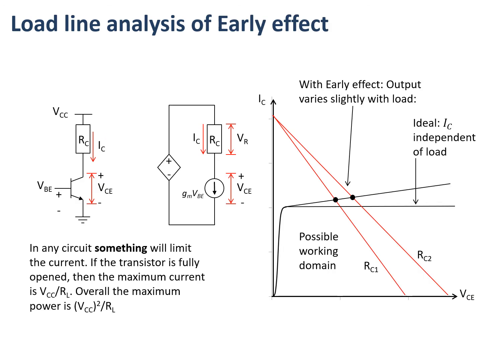In terms of our load line analysis, the Early effect essentially produces two lines, if you like. I've drawn on the right hand curve two versions of the transistor line, one with the active region flat and one where the Early effect is included. And what you'll see is that the Early effect modifies the load line as well. So we end up with two points where the output varies slightly with load, and this is not really an ideal type of situation.